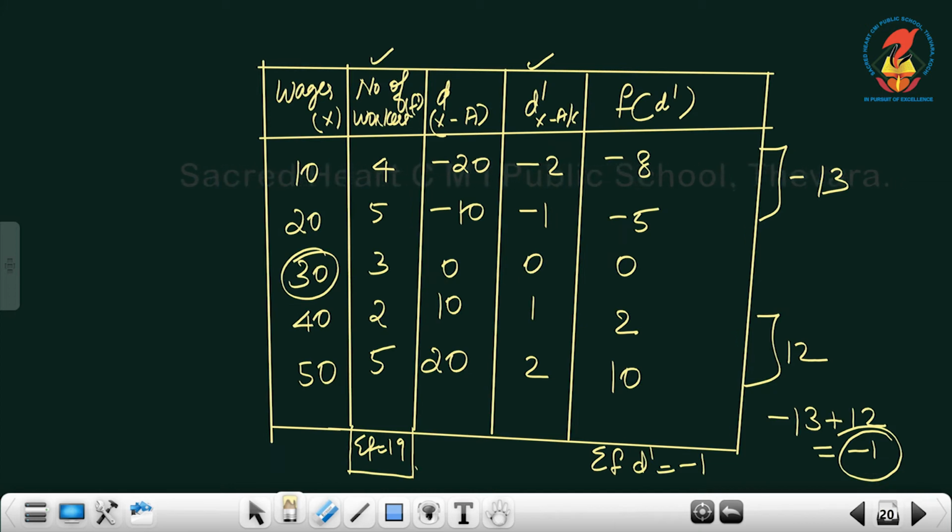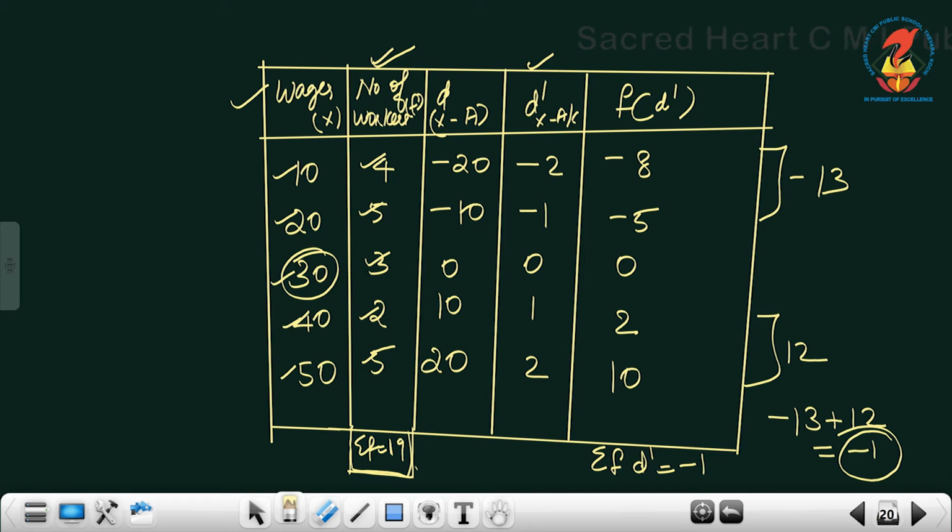Now for that, let us work out the step deviation method. For that we need 2 extra columns. I have written the wages here, number of workers, frequency. So wages are 10, 20, 30, 40 and 50. Workers are 4, 5, 3, 2, 5. Now the first duty is to find out sigma F. Sigma F is 19 as you all know.